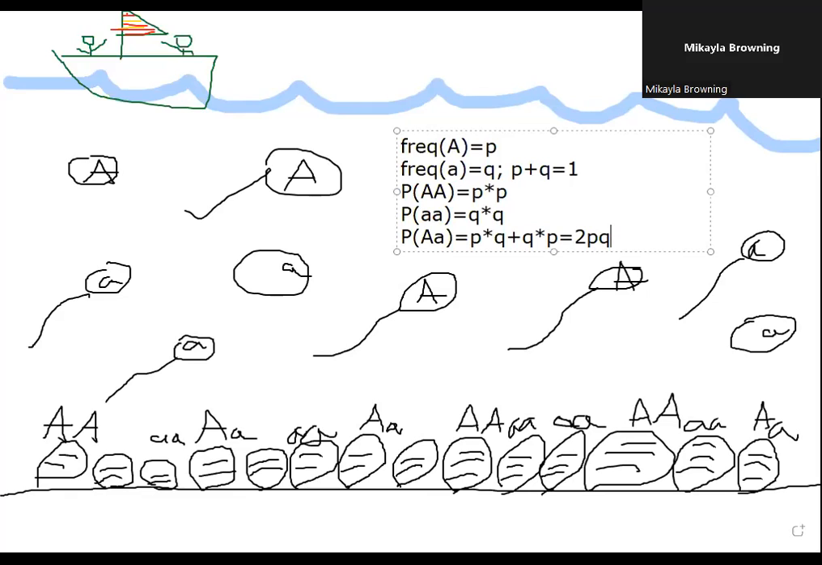Right? Did everybody see how I did that? Yeah, 2 times P. Well, it was PQ plus PQ. So that's 2 times P times Q. 2PQ, not 2P squared.